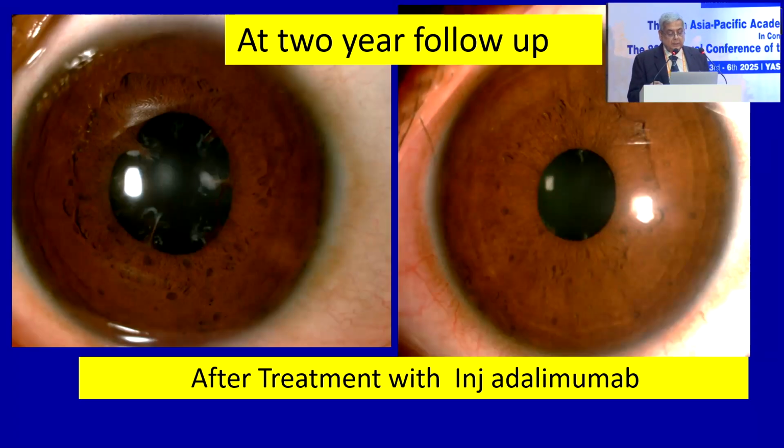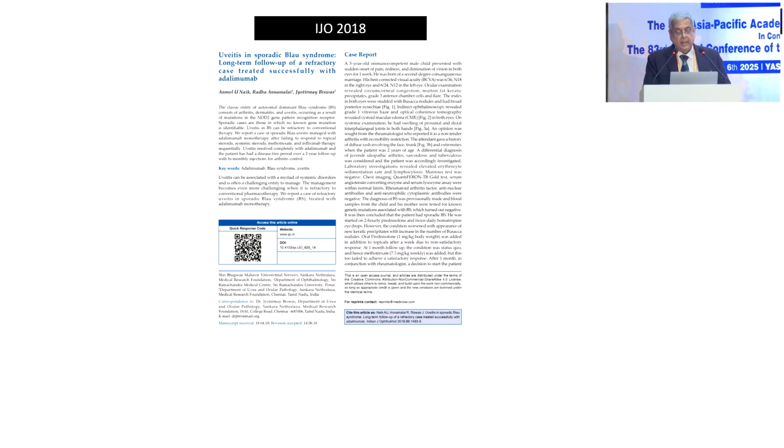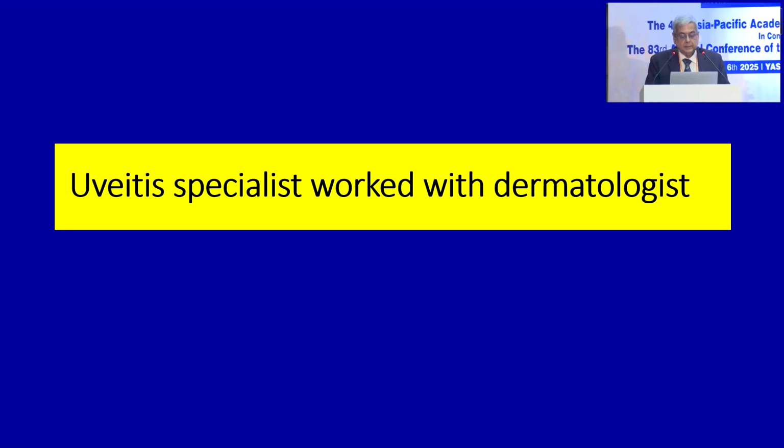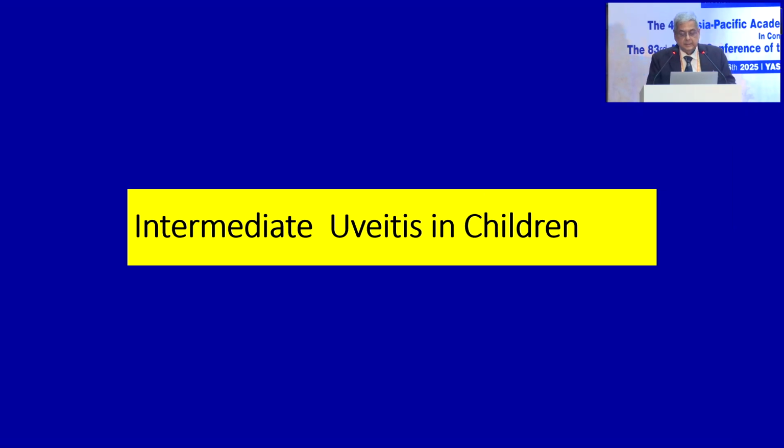And this is a 2-year follow-up after treatment with injection adalimumab and cataract surgery. The patient regained the vision. And this is a case which Sudarshan has talked about. We published uveitis and sporadic Blau syndrome, long-term follow-up on a refractory case, treated successfully with adalimumab. The uveitis specialist worked with a dermatologist in this case.